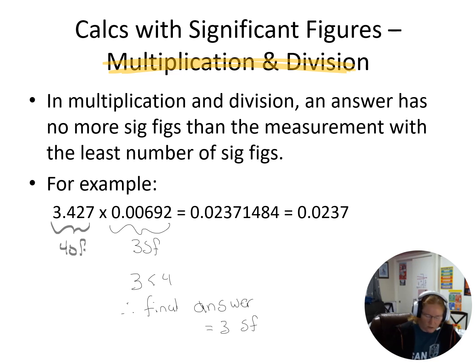Okay, so I'm going to go, okay, these two are not significant, so I'm going to start my sig figs here. So I'm going to take 1, 2, 3 sig figs. I draw my line there. And so the 1 is to the right of that line. Therefore, I'm going to round to the 7. So my final answer is 0.0237.